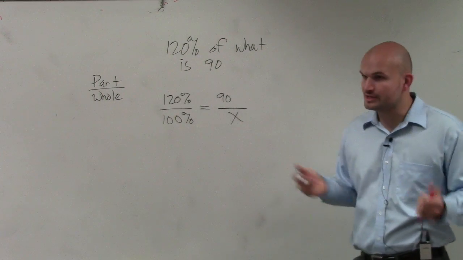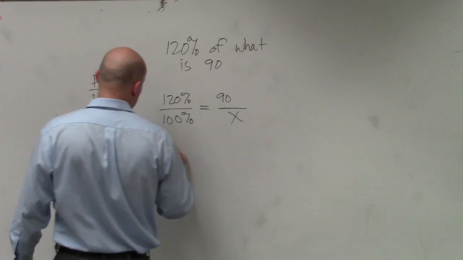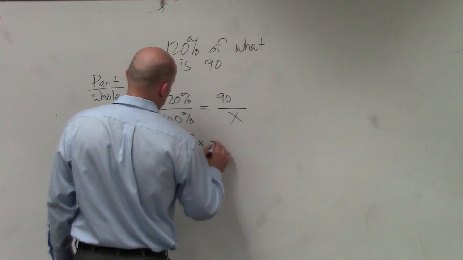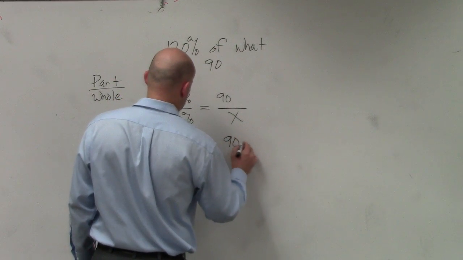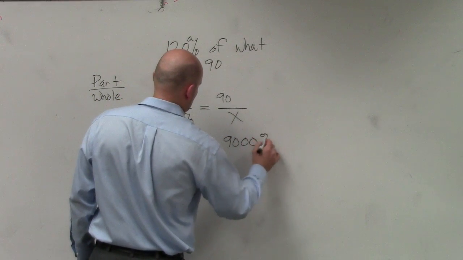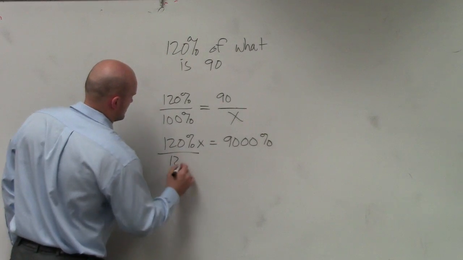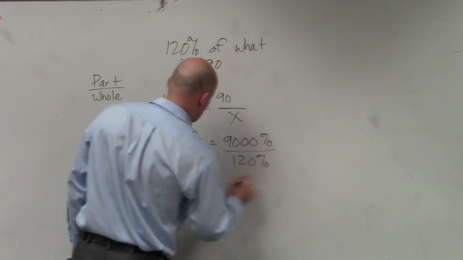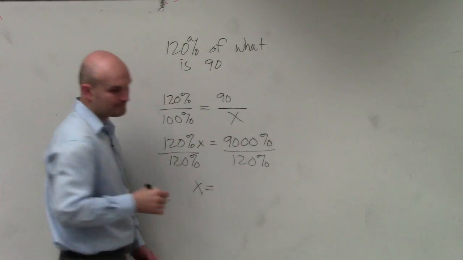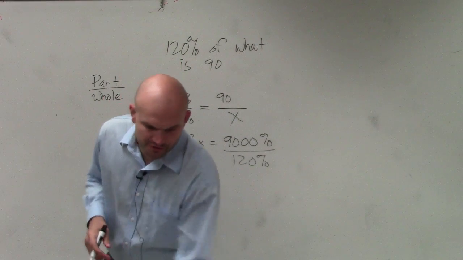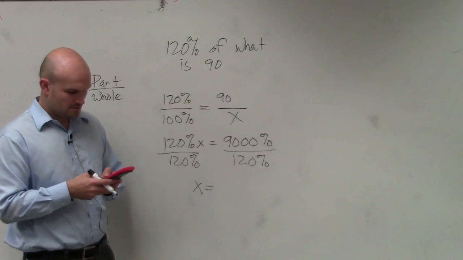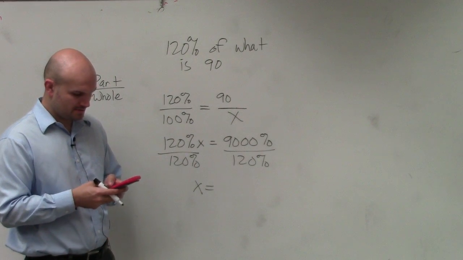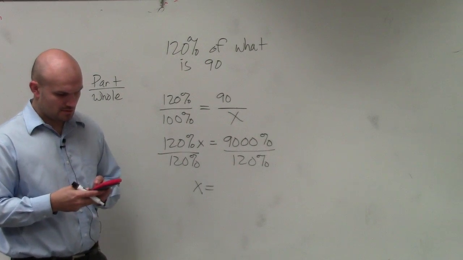So therefore, now we can just go ahead and use the cross product. And therefore, then, if you do 9,000 divided by 120, x is 75.